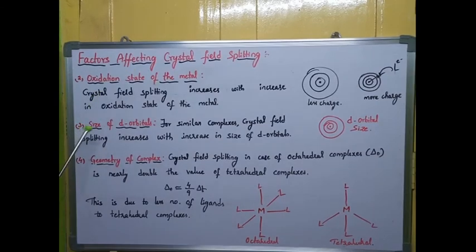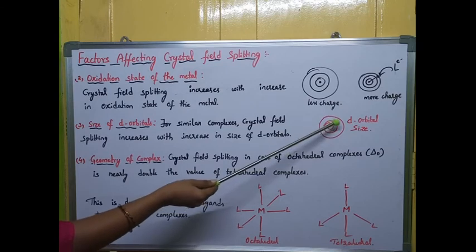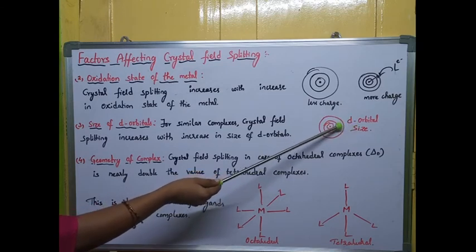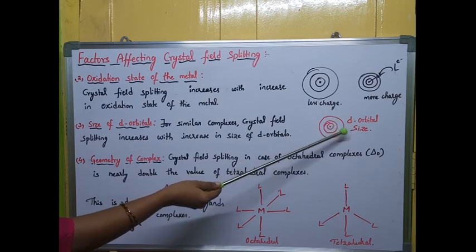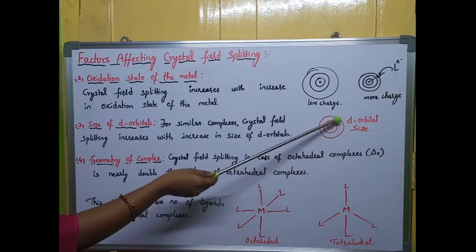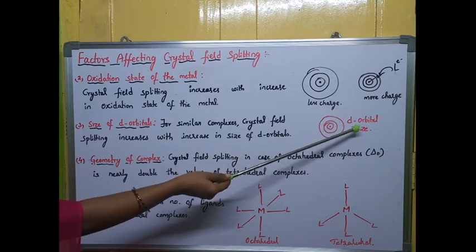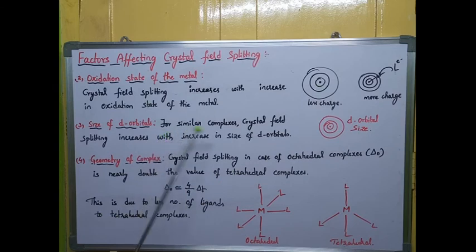Next, coming to size of d orbitals. When the size of the d orbitals increases, the splitting also increases. This is because when there is more size, it occupies the ligand electrons easily. Whenever it occupies ligand electrons easily, the ligand electrons are able to cause the splitting in the d orbitals. So with the increase in the d orbital size, there is an increase in the splitting.